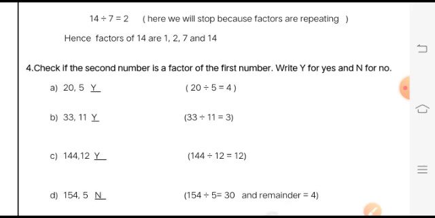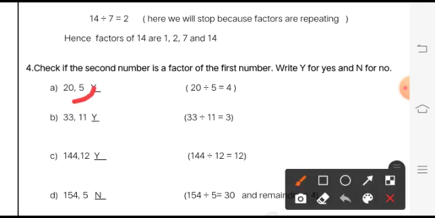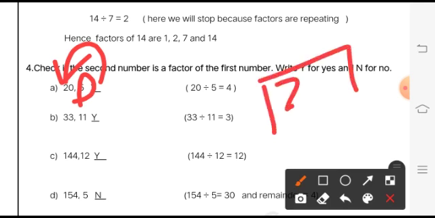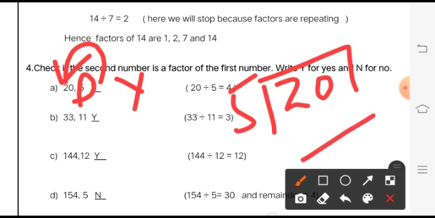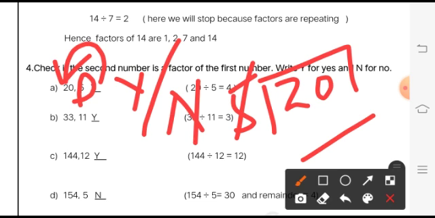Question number 4 is check if the second number is a factor of the first number. Write Y for yes and N for no. We have to check if the second number, this one, 5, is a factor of the first one. What we do, we divide first number by second number. If remainder is 0, then the number is factor and we write yes. And if we get any non-zero remainder, then we write no. That means second number is not factor of first number.